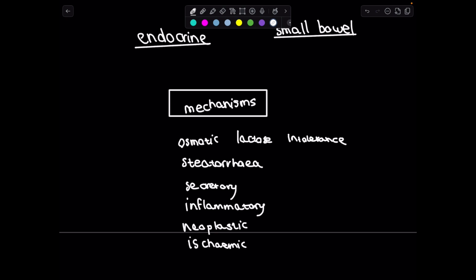Well, I still don't get it. I would like you to explain to me what steatorrhea is, what neoplastic is. Yeah, in a sentence or two. Nothing crazy.